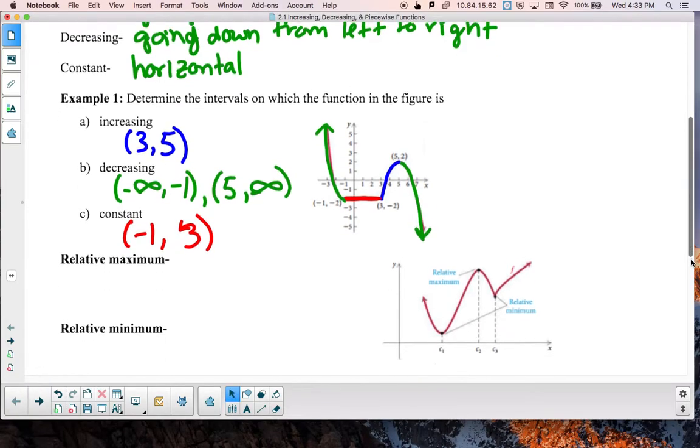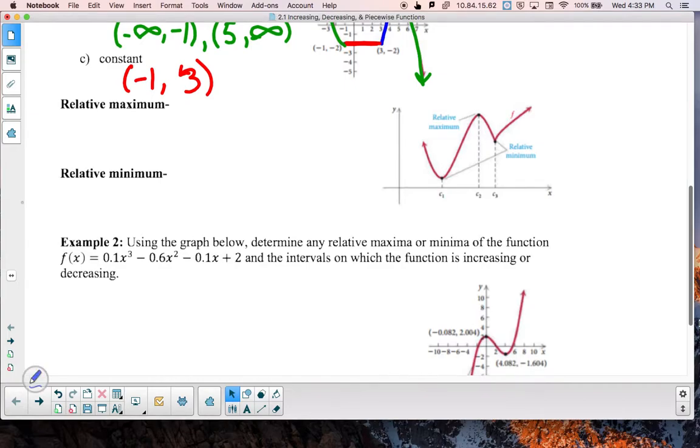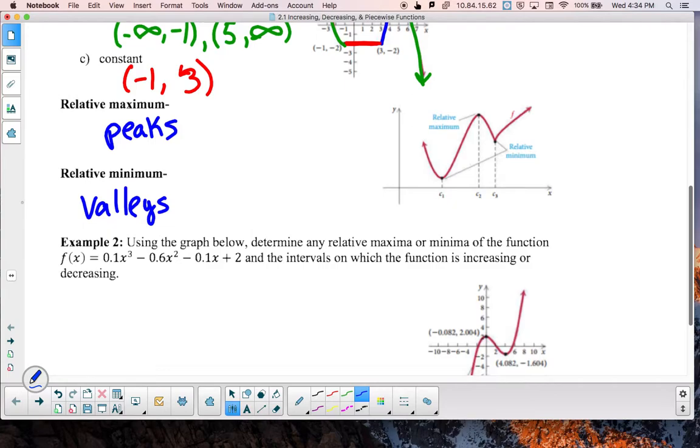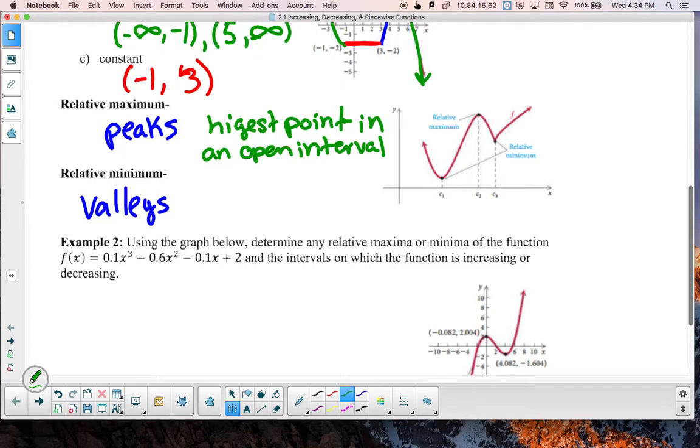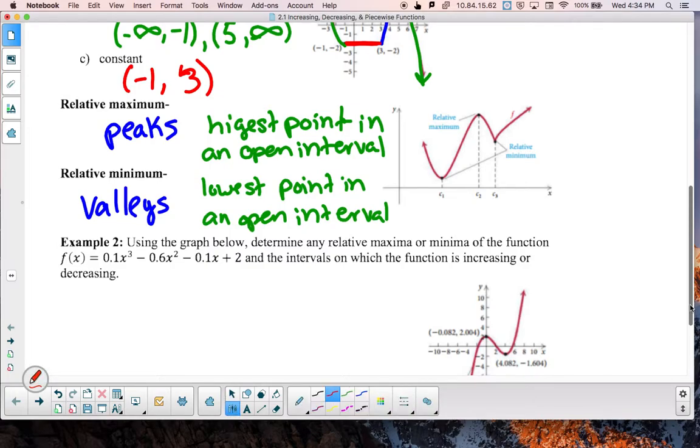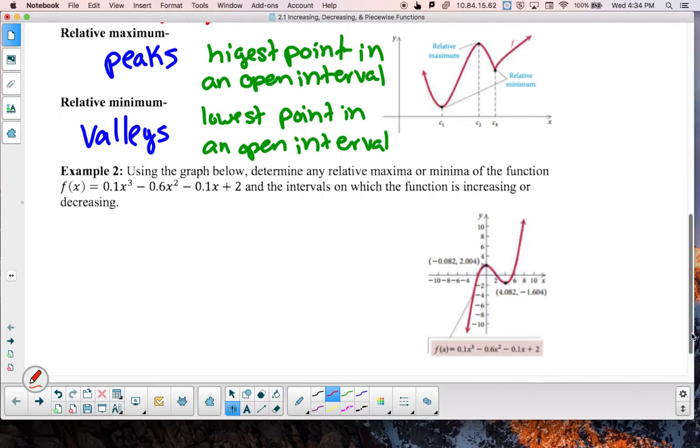For our relative maximum and minimum, we're looking at our peaks for maximum or our valleys for minimum. The formal definitions mean that the relative max is the highest point in an open interval, whereas the relative minimum is the lowest point in an open interval. If we look at this example here, we want to determine our relative maximum and minimum and the intervals on which the function is increasing and decreasing.